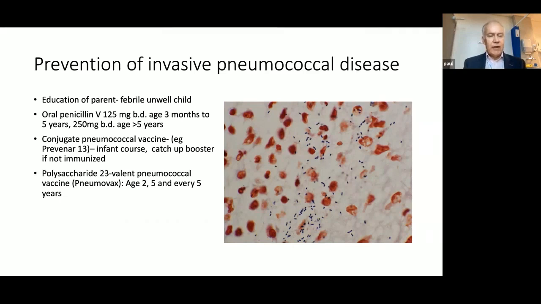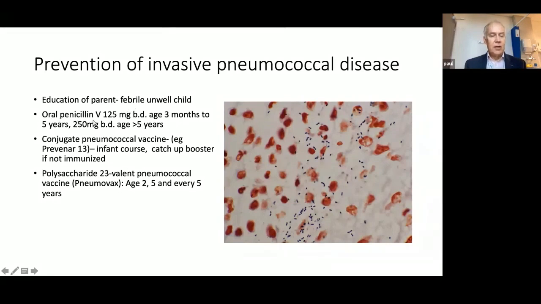How do we prevent it in children with sickle cell? Well, the first thing is education of the parent. This is part of the early support and education when we first see the parents of a newly diagnosed child: to make them aware of the risks associated with a febrile illness. When the child gets rapidly unwell with a febrile illness, they do need to be seen.